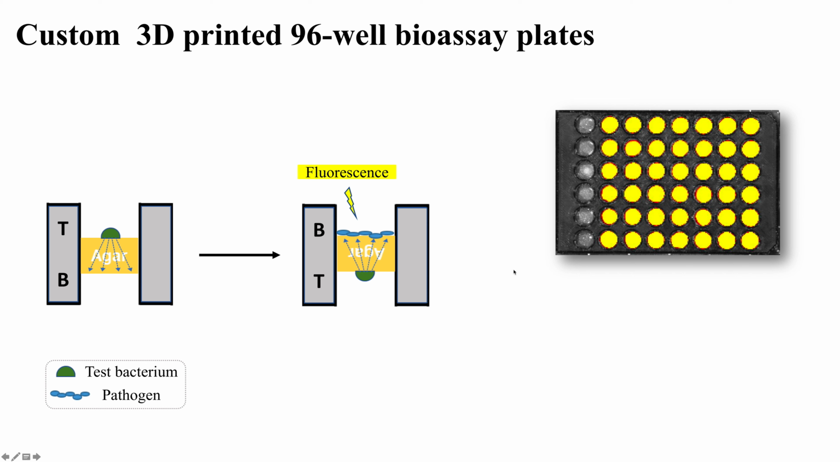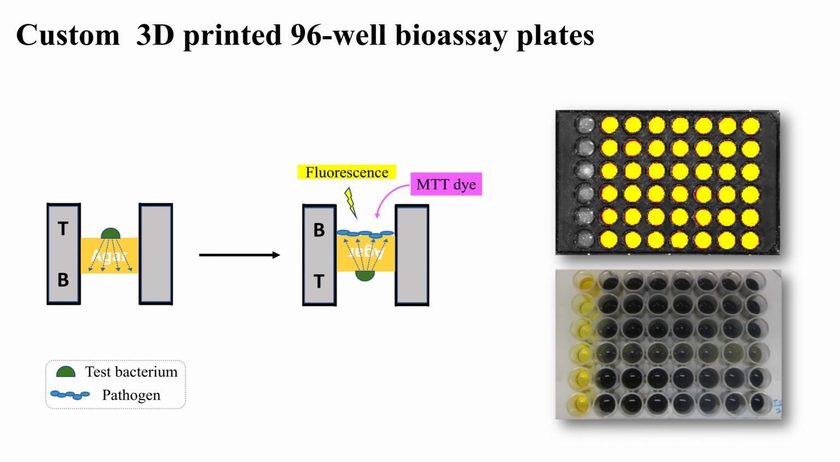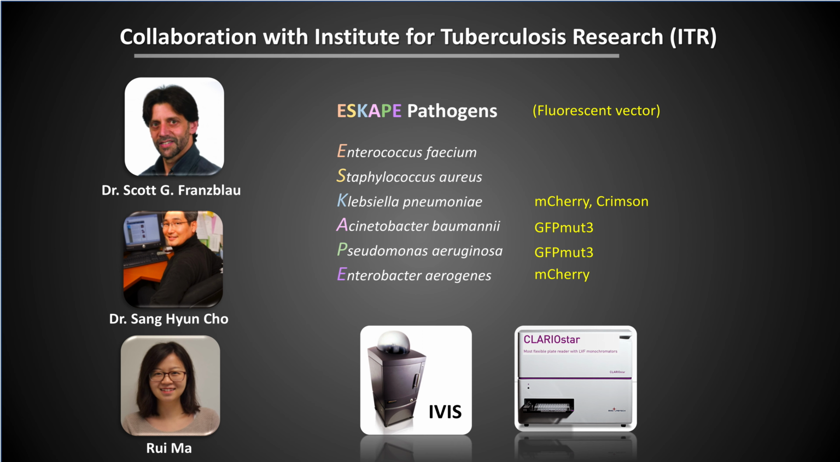What's also nice about this flat surface is that it allows for an orthogonal detection technique in case fluorescence is being interfered with by produced natural products. And so we add this MTT dye, that's a simple colorimetric assay, to detect growth inhibition. Now, through our colleagues in the ITR, Dr. Scott Franzblau, Sang-Hen Cho, and Rui Ma, we've been able to fluorescently label the ESKAPE panel, or at least most of the ESKAPE panel, and we're currently in the middle of screening this right now.